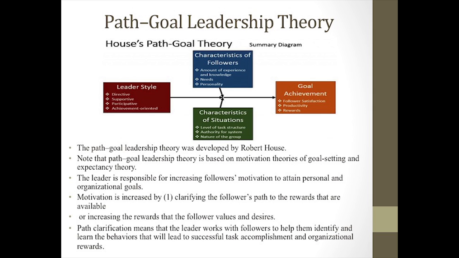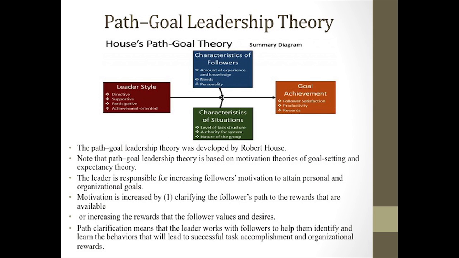Path goal theory was developed by Robert House. His theory was based on motivational theories of goal setting and expectancy theory. The leader is responsible for increasing followers' motivation to obtain personal and organizational goals. Mr. House believed motivation is increased by clarifying the follower's path to the rewards that are available or increasing the rewards that the follower values and desires.